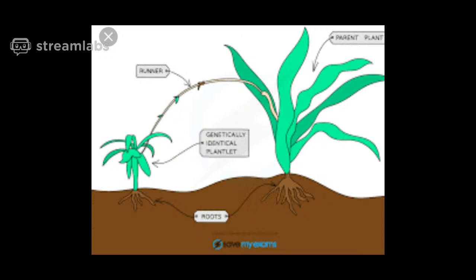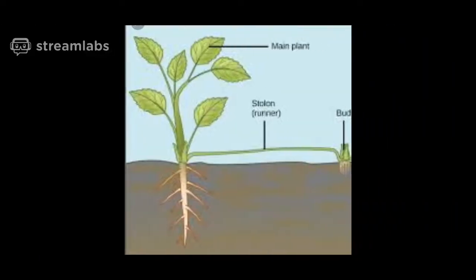Clearly you can see that runners are the part from aerial part, from the shoot. Runners always comes from the shoot. Now you can see stolons comes from the root. Stolons from the root.